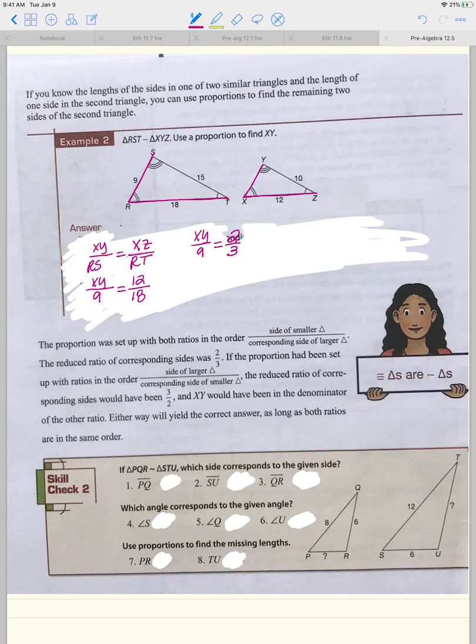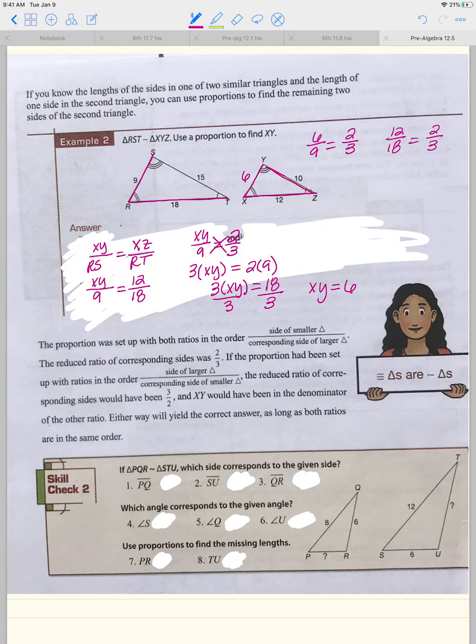Now you apply your property of proportions, which we've talked about before, where we're cross-multiplying: 3 times XY is equal to 2 times 9. 3 times XY is equal to 18. Divide both sides by 3, and segment XY is equal to 6. That should be in the same proportion. 6 over 9 is equal to 2 over 3. 12 over 18 is equal to 2 over 3.